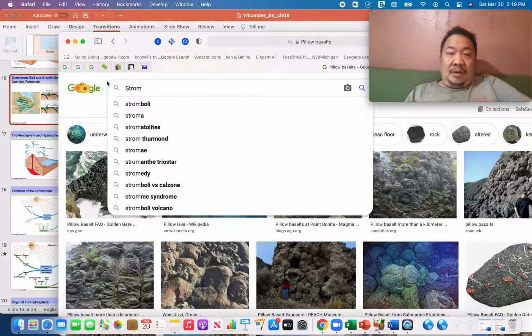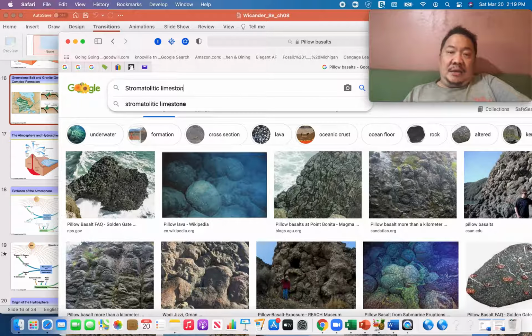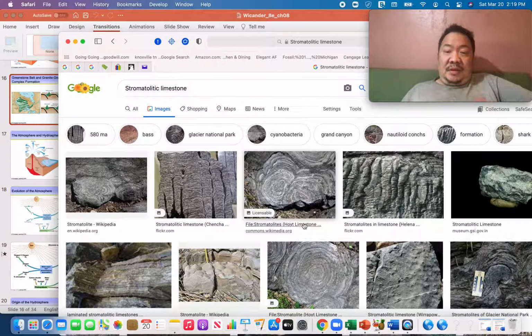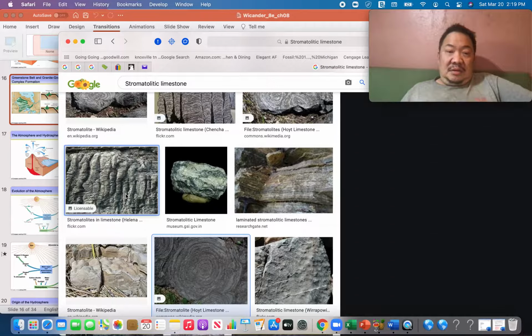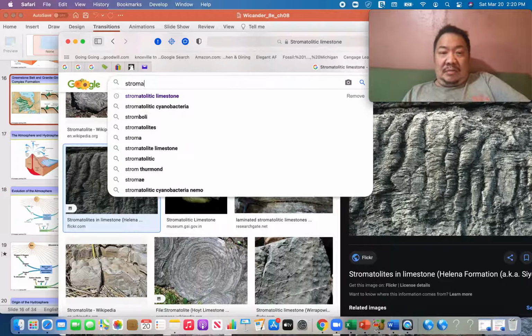So limestone, as you probably remember, is a sedimentary rock made of the mineral calcite. When you added acid to it, it fizzed. Well, these structures that look like this, geologists know that these are formed by stromatolites. What are stromatolites? Well, let's take a look.